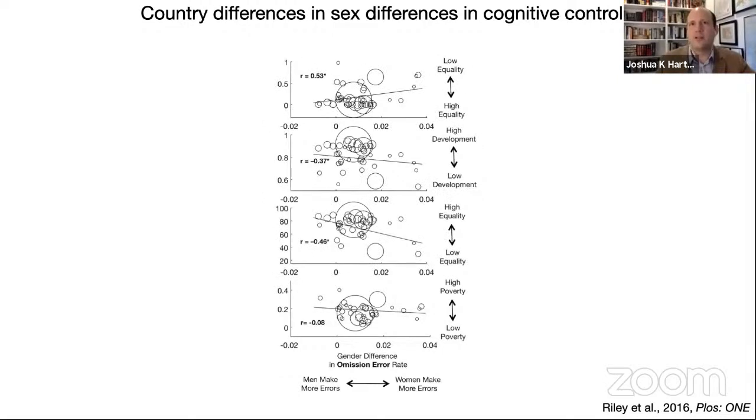The one that actually ended up being a big deal, which is the third one from the top, says high quality, low quality. That's actually equality in the workforce. So how equal is the gender representation in the workforce? And that actually seemed to correlate fairly strongly with sex differences in attentional control.